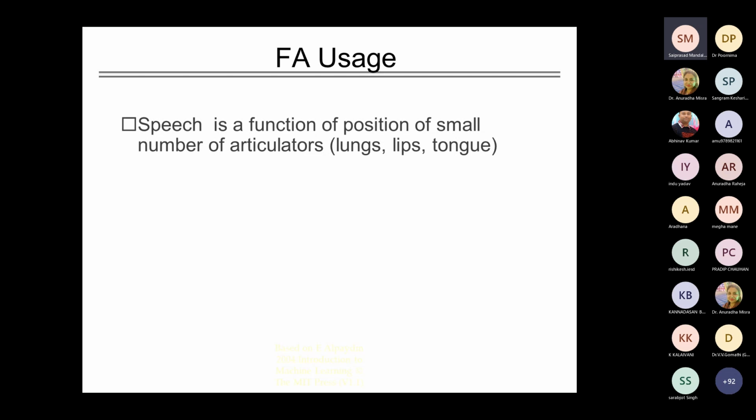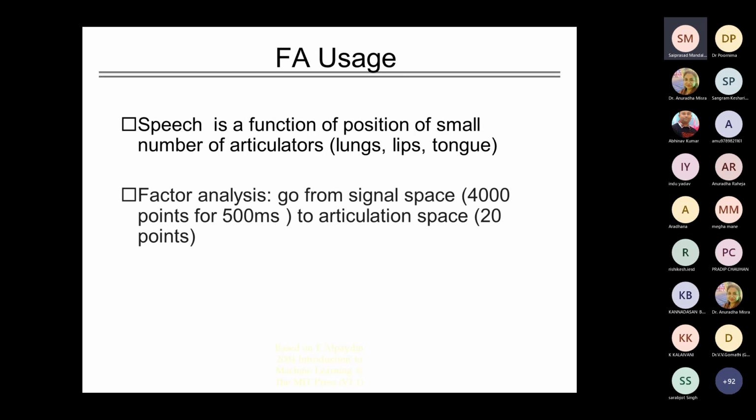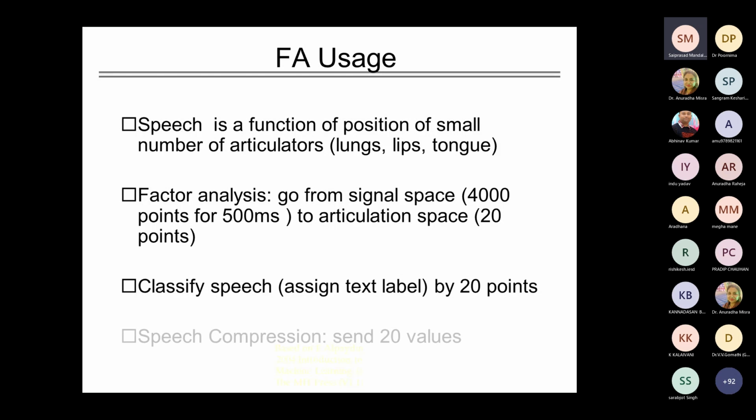What are the usages? Speech is a function of the position of a small number of articulators: lungs, lips, and tongue. Factor analysis goes from signal space of 4000 points in 500 ms to articulation space of 20 points. Classify speech by 20 points. For speech compression, send 20 values.